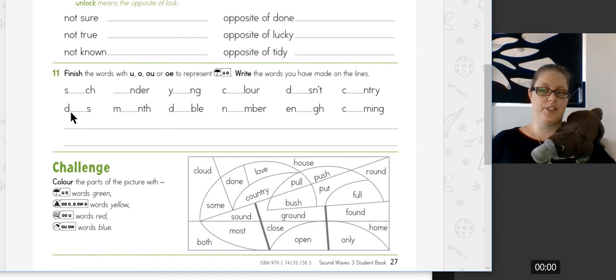So we have such, does, under, month, young, double, colour, number, doesn't, enough, country and coming. Have a go using the different graphemes to spell the words correctly. Then rewrite the words on the 2 lines below. Pause the video until you are done.